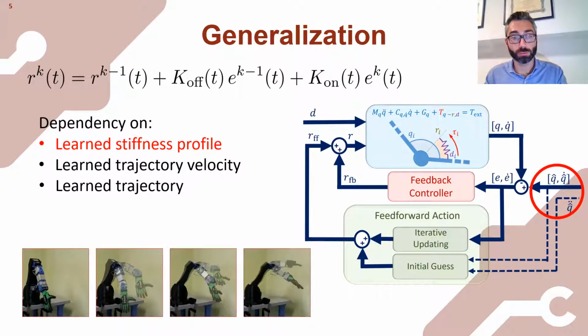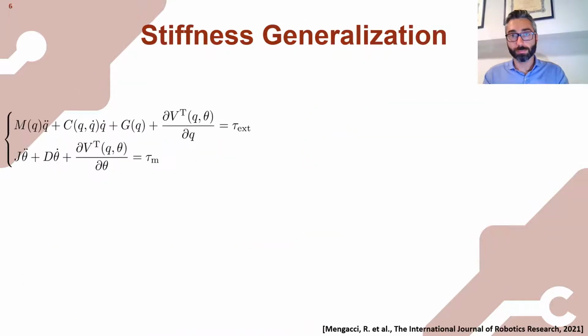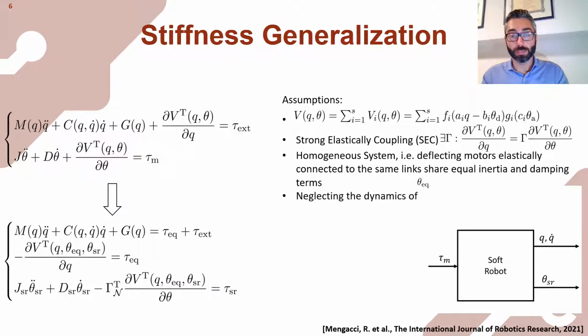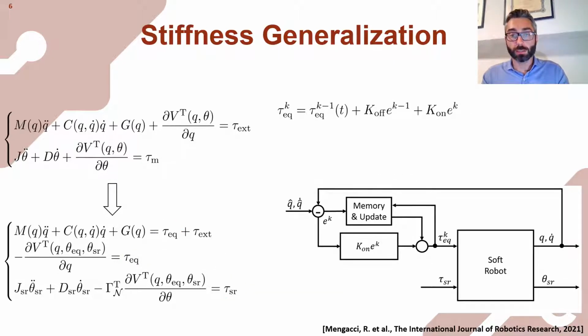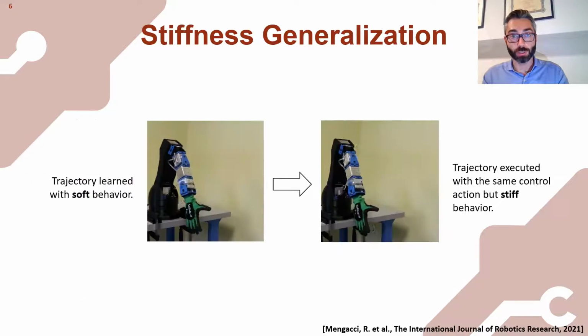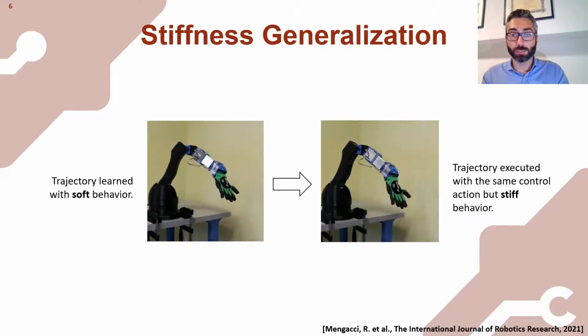Let me start with the stiffness profile. To tackle this issue, we simply exploited some property of the system. In particular, from this control input, we decouple the dynamics of our system in two separate parts with two separate inputs. In this case, we can learn the motion of the link while using a different controller to track the desired stiffness profile. In this experiment, you can see that with only one learning process, we can track the same trajectory with different stiffness profiles.